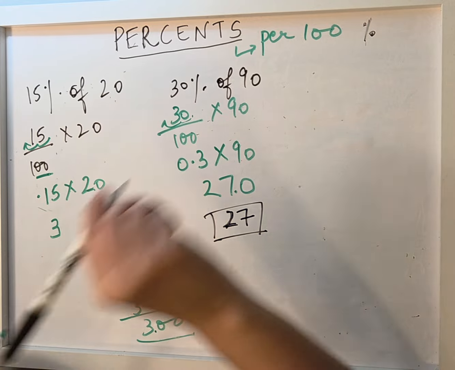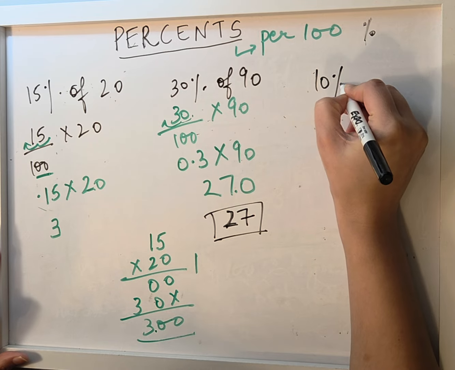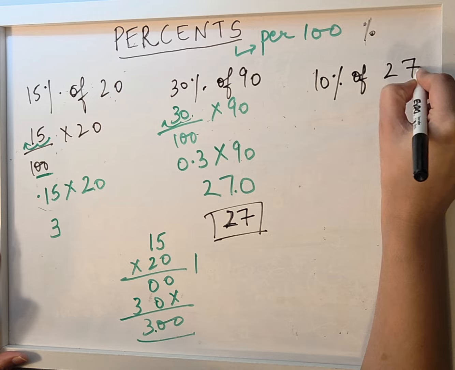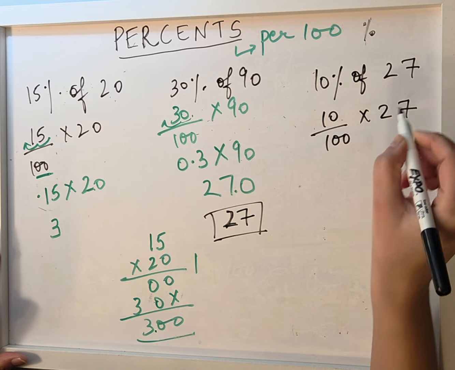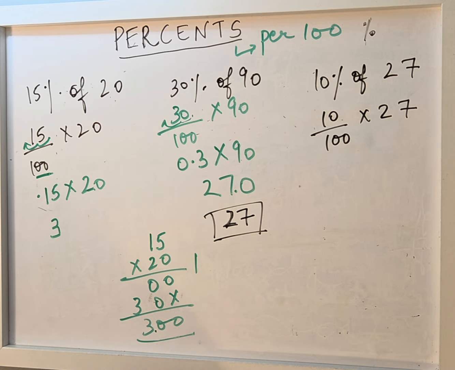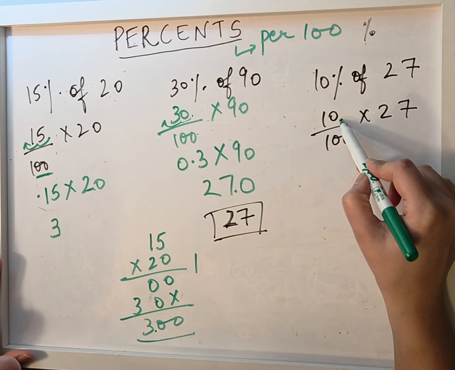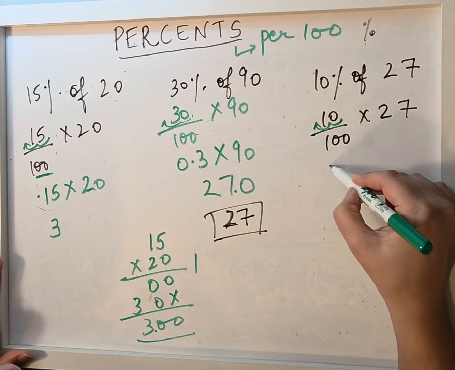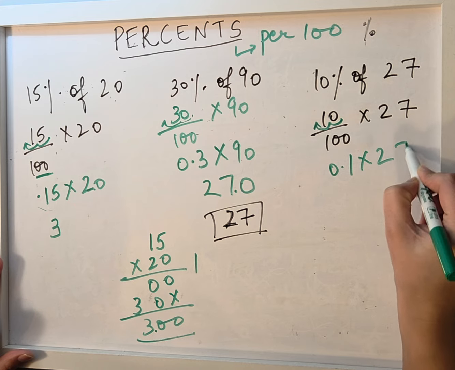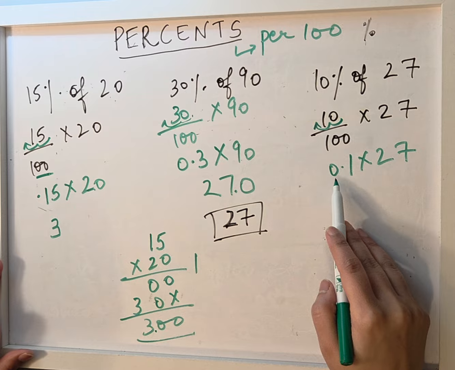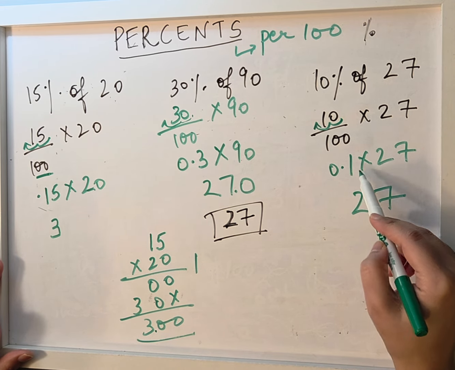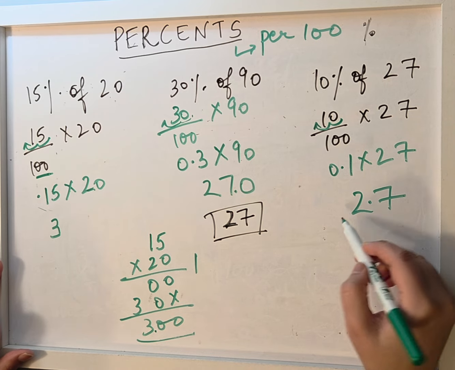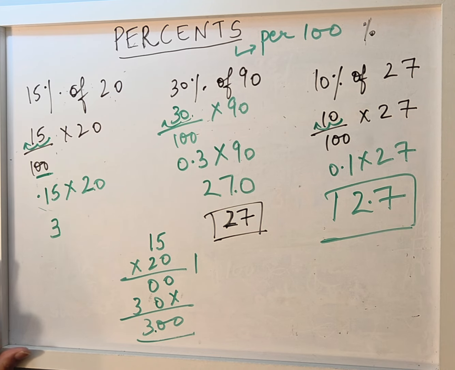Let's look at one last example. Suppose we have 10% of 27. We can write 10 by 100 into 27. If we convert it into decimal form, we get 0.1 into 27. Now 27 into 1 is 27, but we also have the decimal after one digit. So we get 2.7. I hope this is clear.